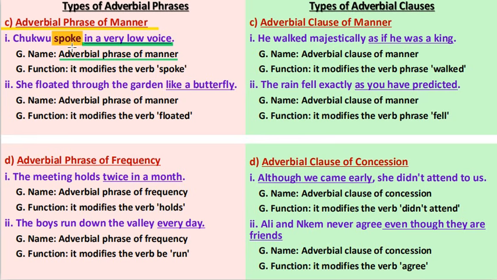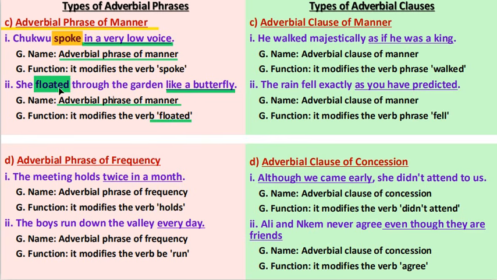Quickly to the second example. She floated through the garden like a butterfly. Like a butterfly is underlined, and the grammatical name is adverbial phrase of manner. It tells us how she floated through the garden. So it is manner. The function is that it modifies the verb floated because it describes the verb. It modifies the verb floated.